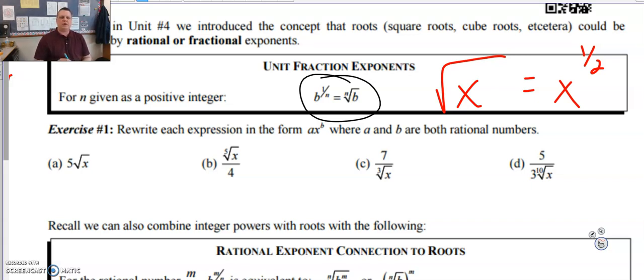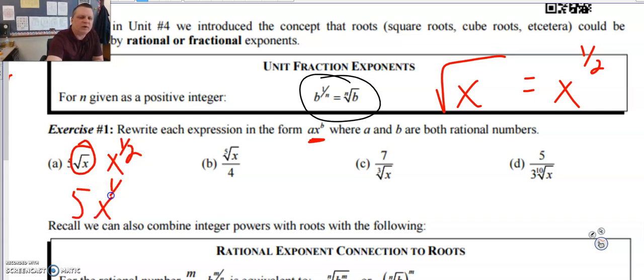So we saw one of these questions. It was a multiple choice question. You want to rewrite it in the expression form a x to the b power. So here's your square root of x, which is x to the 1/2. So I have 5x to the 1/2 power. Here is my fifth root of x, which is x to the 1/5 power. But you have to be careful. That's a 5.